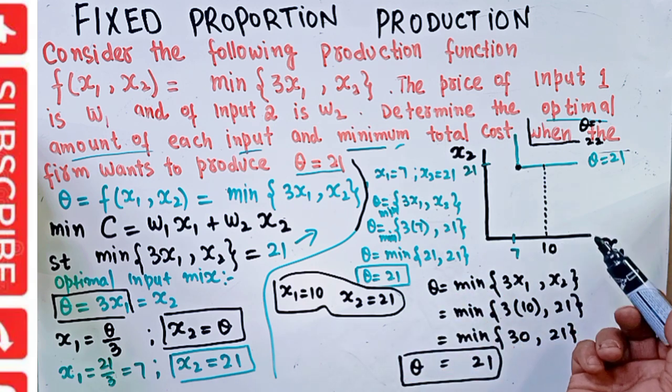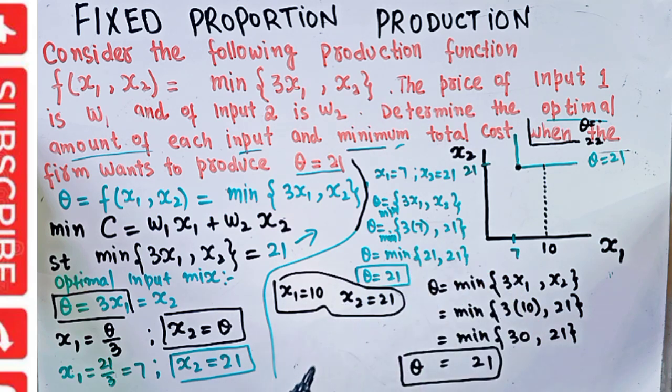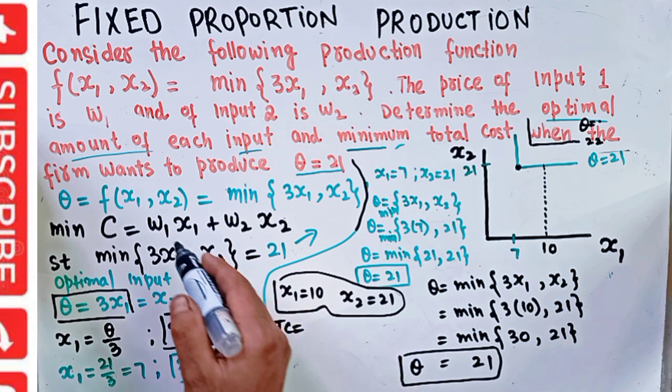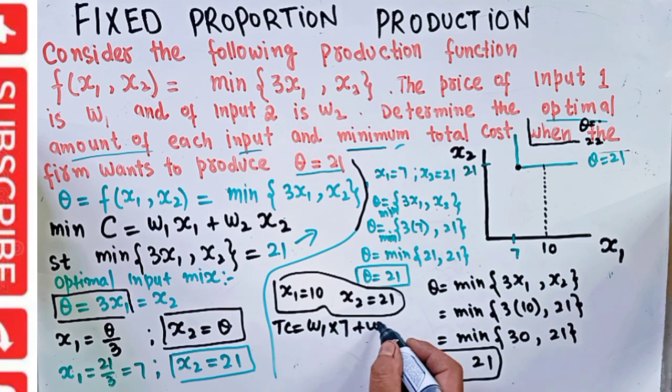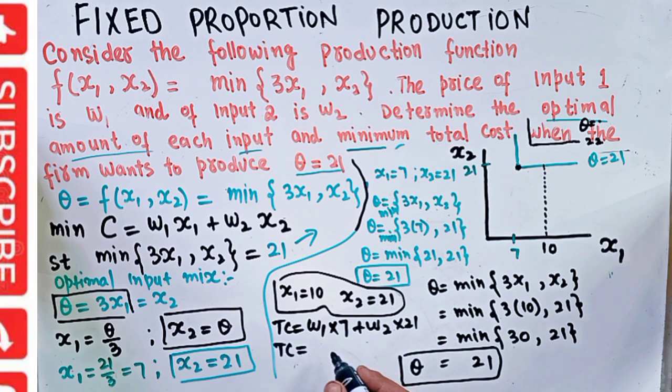Now we are also being told to find the total cost. What will be the total cost? That is simply equal to plugging x1 and x2 into the cost function. So w1 into x1, w1 into 7, plus w2 into 21. That means our total cost function will be equal to 7w1 plus 21w2.